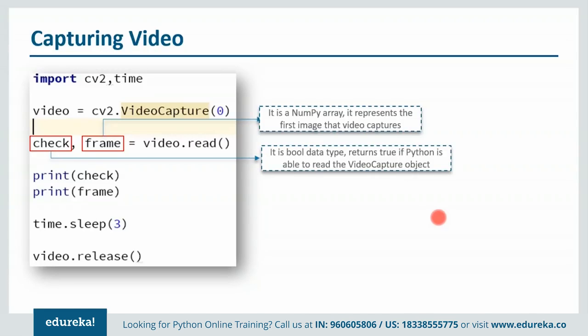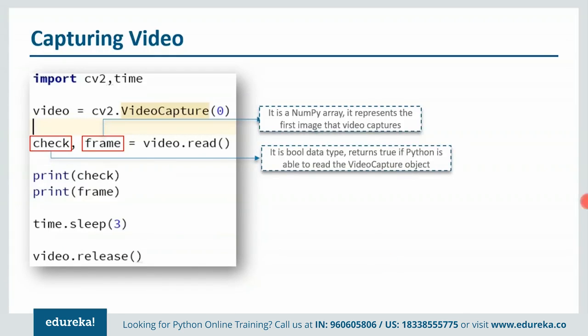Frame is a NumPy array. It represents the first image that the video captures. Since we saw that video is nothing but multiple images which appear really fast and it looks like a video, the first image or the first frame is what we will store in this particular frame, the NumPy array of that particular image. We are going to print both check and frame, and we're going to add a time delay as well.